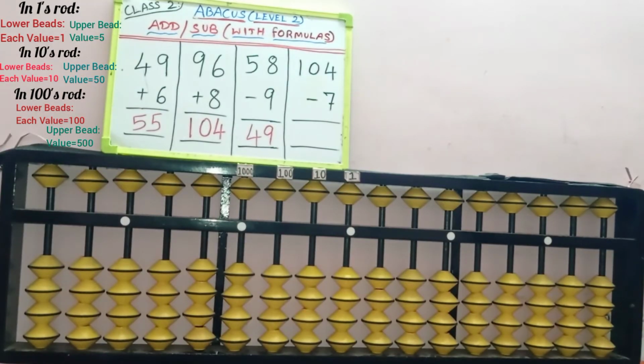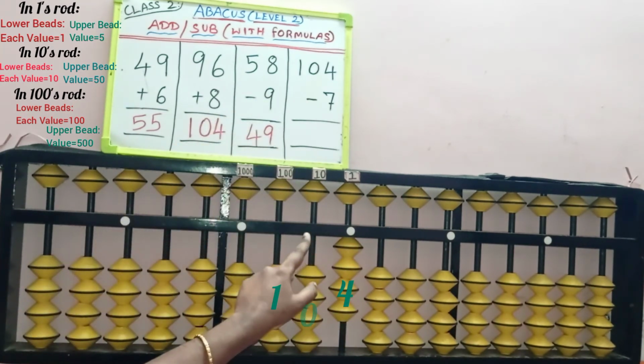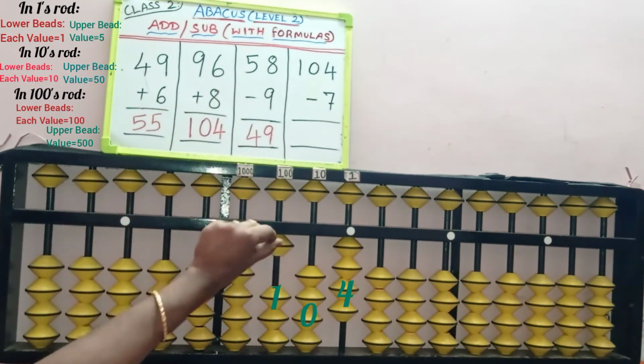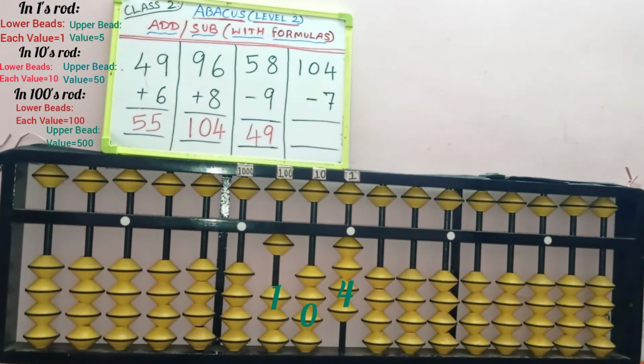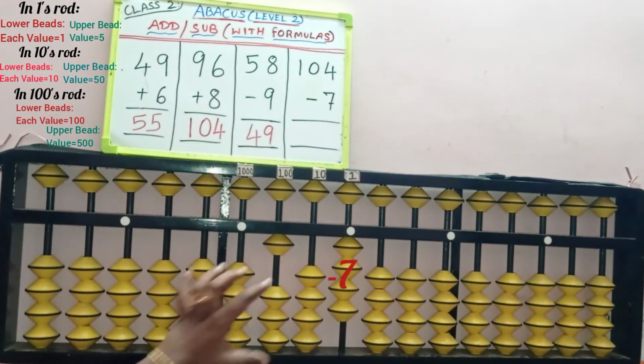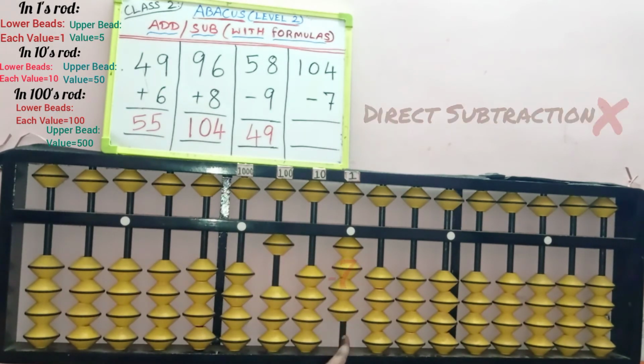Next we will move to last sum. 104 minus 7. First we will move 104. Here 4 is in 1's place and 0 is in 10's place, which means we should not add anything in 10 start and move 1 bit in 100 start, right? 104 is added. Next, second row minus 7. It means we need to remove 7 bits in 1 start because 7 is in 1's place. Okay. See here, only 4 bits are available to remove. Hence, direct subtraction is not possible here.